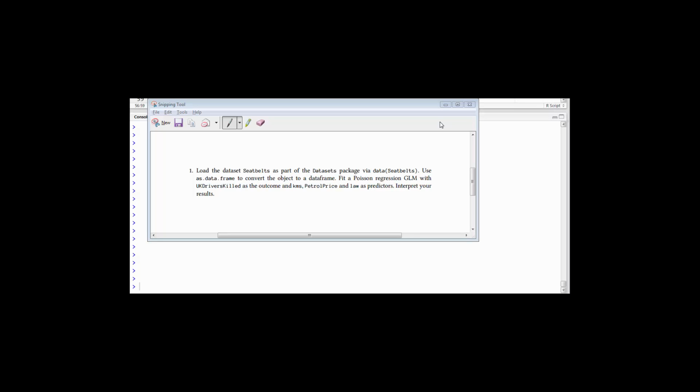This is question 1 of the chapter on Poisson regression in the Regression Models book. It looks at the seatbelt dataset that we've been analyzing quite a bit. It asks us to fit a Poisson regression GLM with drivers killed as the outcome, kilometers, petrol price, and law as predictors, and to interpret our results.